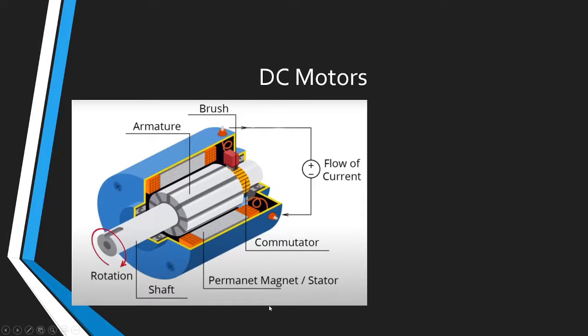Here is a DC motor. We have the rotor and the armature. The armature contains those coils running perpendicular to the magnetic field created by the stator right here. The coils are fed electricity through the commutator right here, which is in constant contact with the brushes.